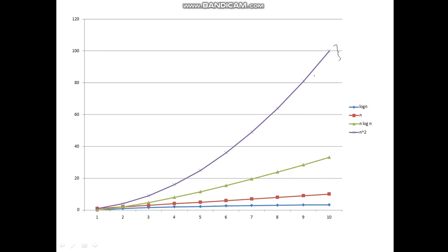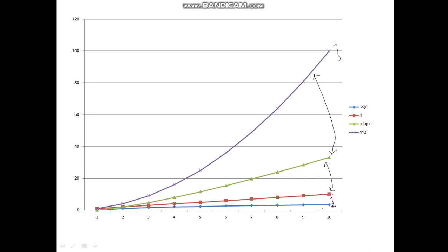So n square is going in this way. You can observe the difference between these two functions now. n square is going very much quicker than n log n, and this n log n is growing very much quicker than log n. And this is n, and this is log n.